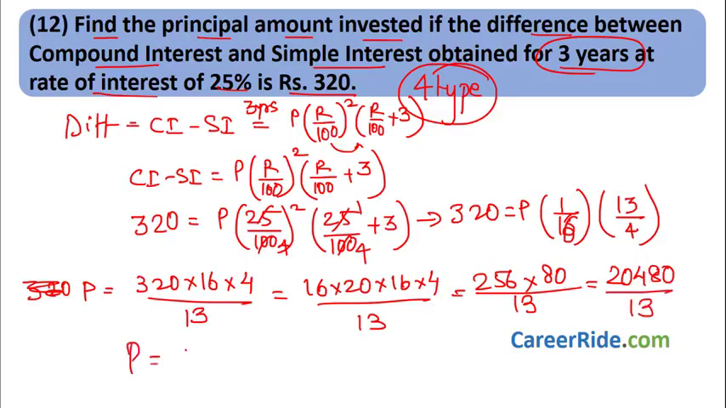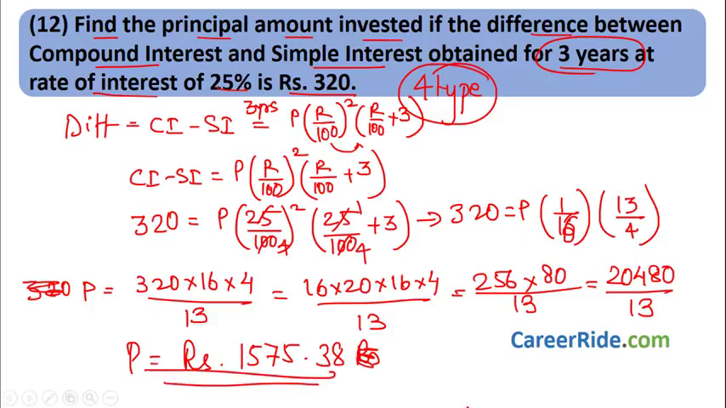So what is the principal amount that we get? That would be rupees 1575.38. Okay, so this is the answer. So the principal amount invested is 1575.38 rupees. See how very easy sums related to compound interest are. There are just 4 to 5 types. You should know the formula. If you know the formula, very easily you can solve these sums.